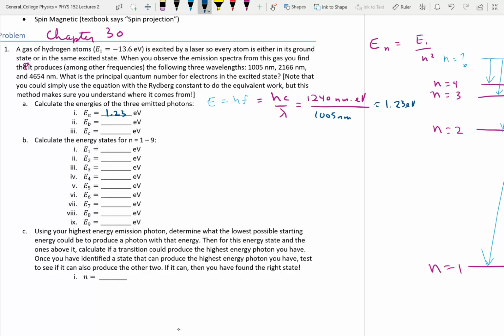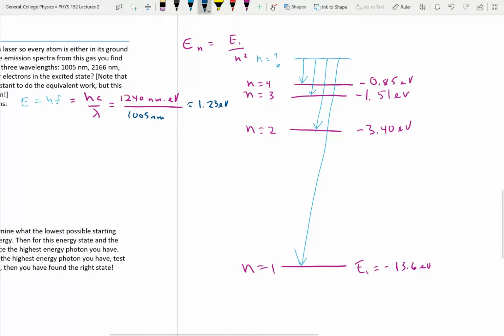And then if I go ahead and change 1005 to 2166, it's going to turn out to be about half of that, and it's actually 0.572. And then if I finally use 4654 in the denominator, I have 1240 by 4654, and it's 0.266 electron volts. So I measured photons of these different energies. And now the instructions here say, go ahead and calculate what the energies are for each of these states in the hydrogen atom.